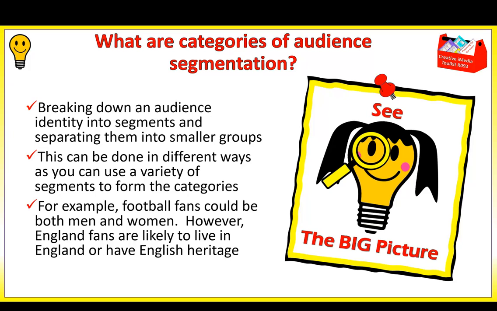And this can be done in a variety of ways. For example, football fans could be men, they could be women. You could have football fans who live in Manchester, live in London, live in Newcastle, and so on. So there's not just one way of breaking down an audience into segments. There's lots of different ways. And you can sometimes use one way, two, three ways together. It doesn't really matter. And a tip for the exam and the coursework is always use the categories on the specification that I'm going to go through now.